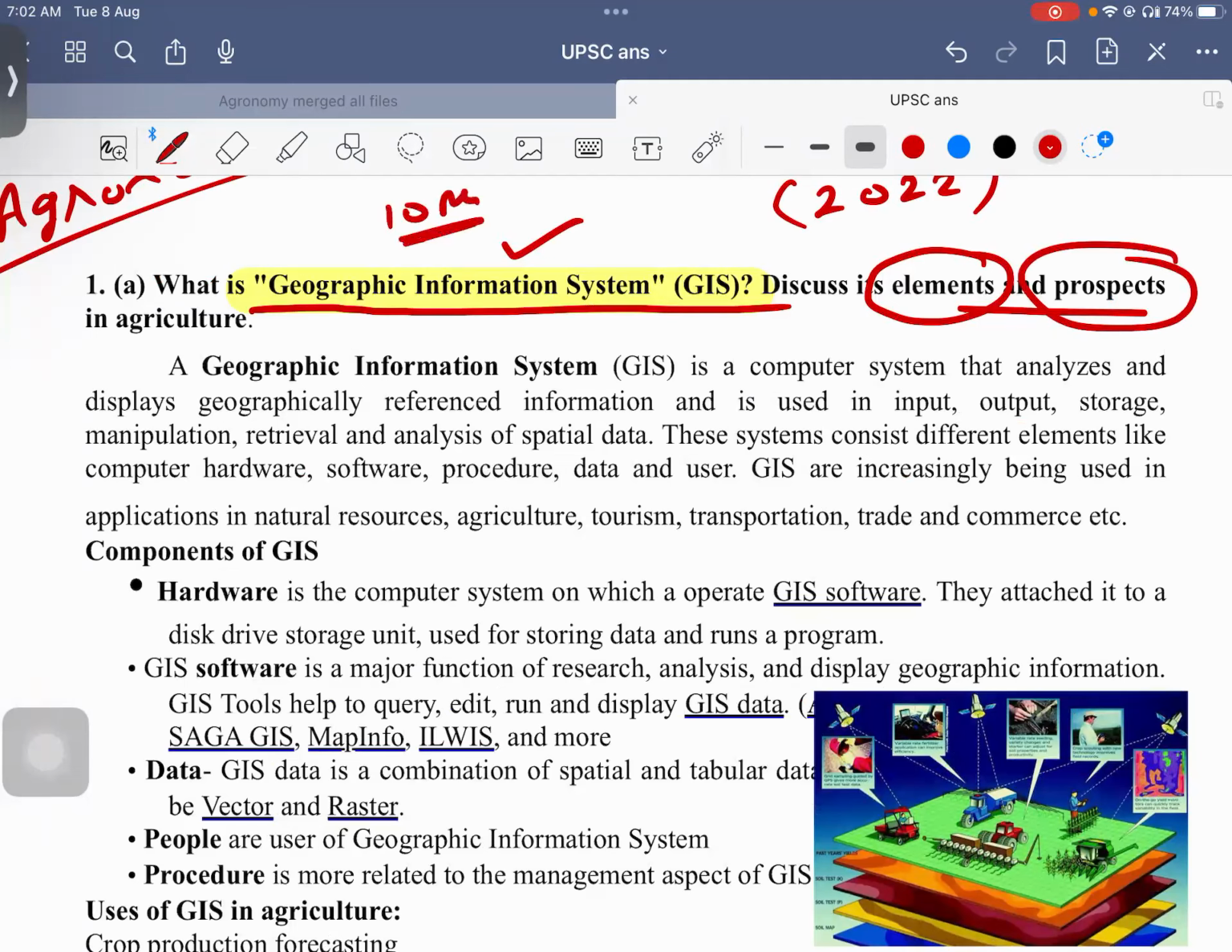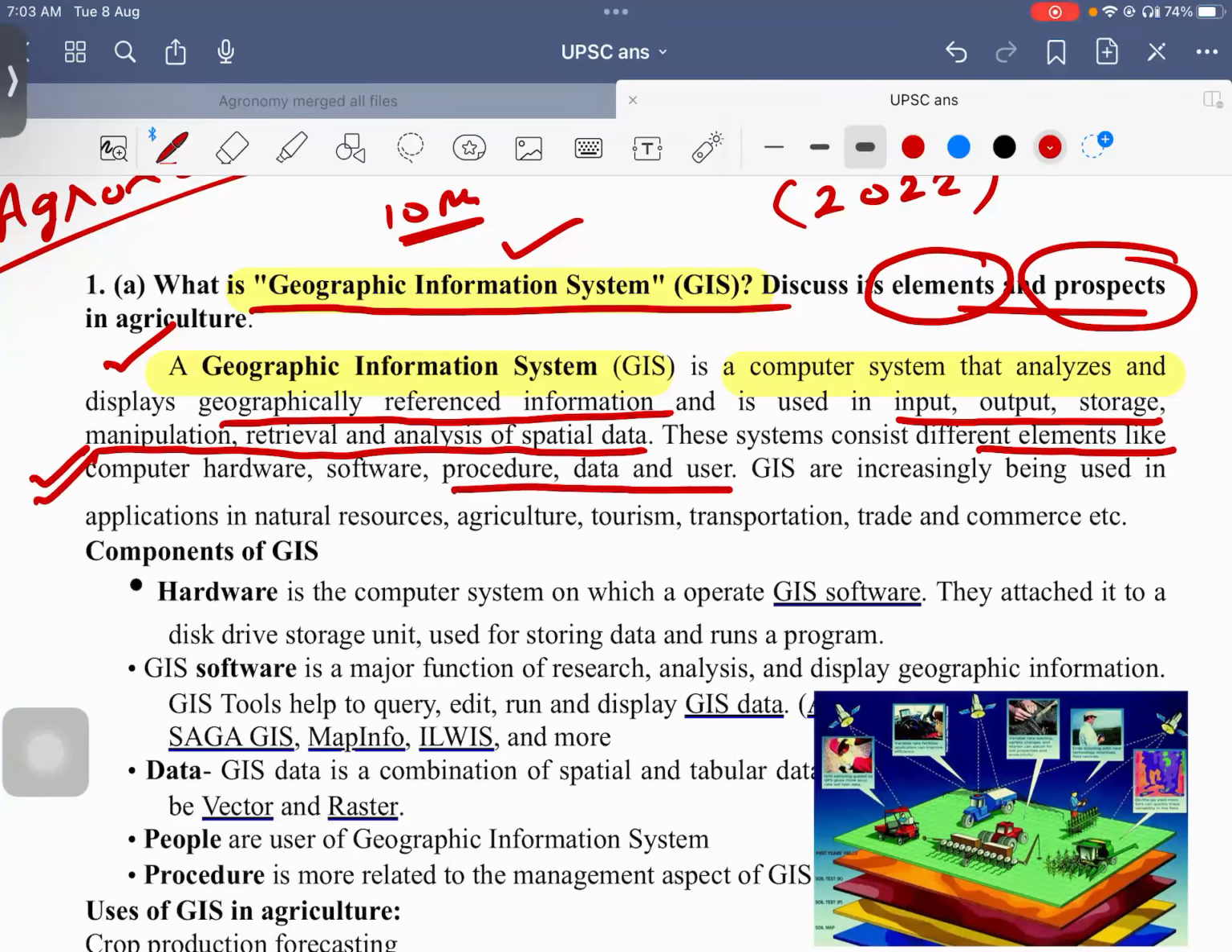So you just have 2 pages. First try to write the definition. A very simple definition is: a geographical information system is a computer system that analyzes and displays geographically referenced information and is used in input, output, storage, manipulation, retrieval, and analysis of spatial data. This system consists of different elements like computer hardware, software, procedure, data, and user.